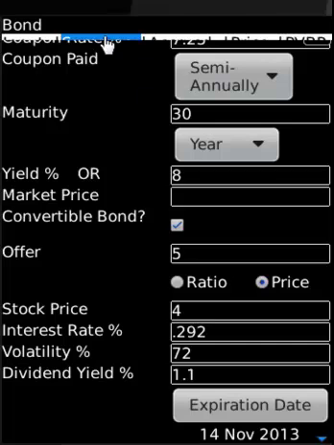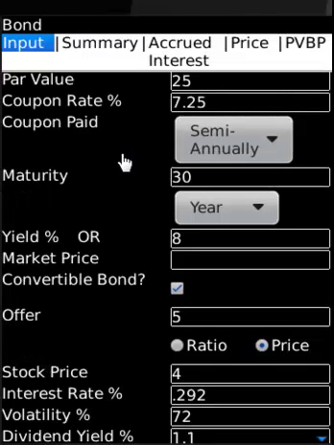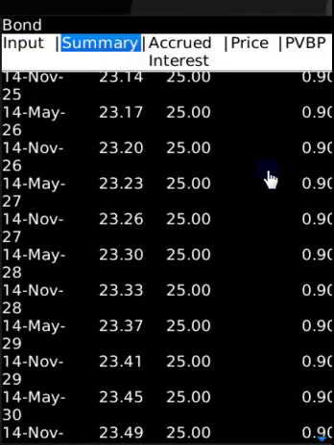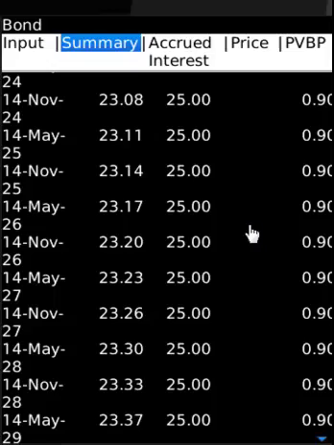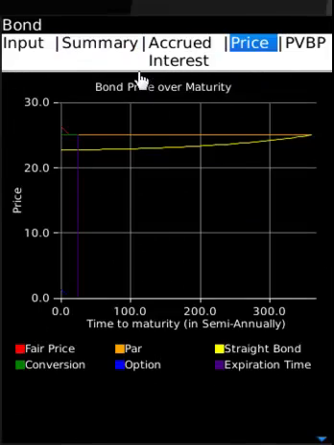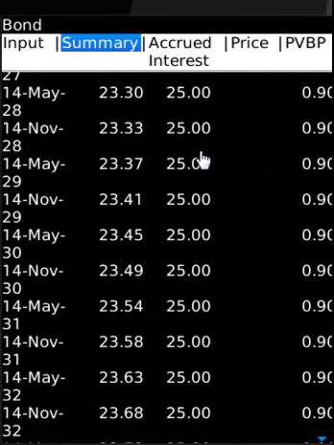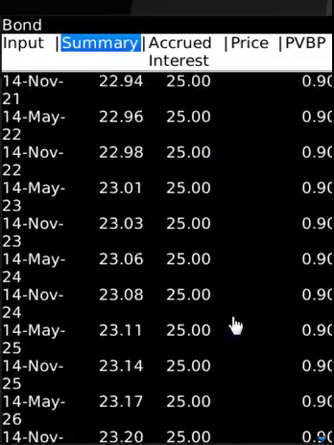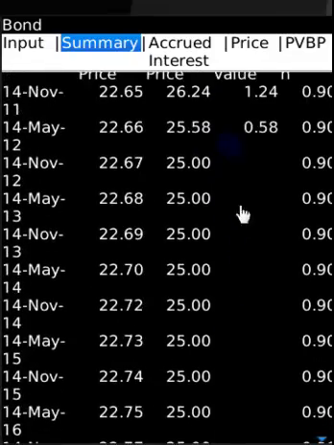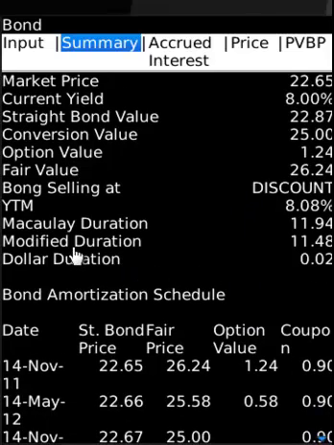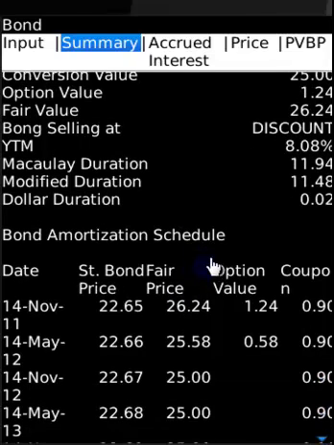Summary. Again, we see the straight bond value, conversion value, option value, fair price, discount, yield to maturity, Macaulay duration, modified duration, dollar duration. This is the bond amortization schedule.